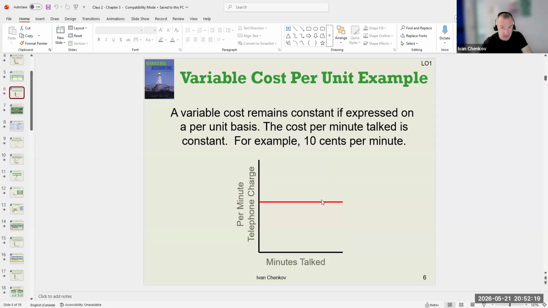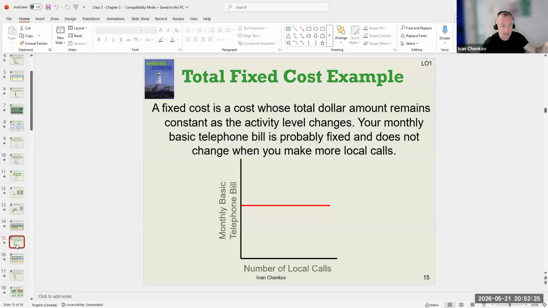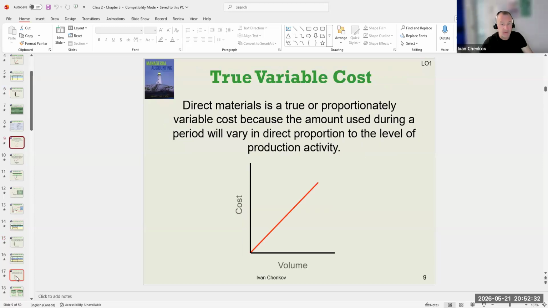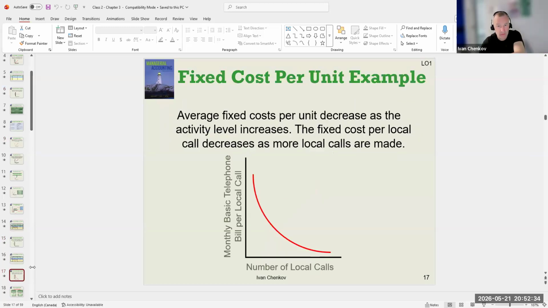That's how you should remember it. Variable cost per unit, flat. Fixed cost in total, flat line. Variable cost in total, go up and down, depends on the usage. Fixed cost per unit, going only down.